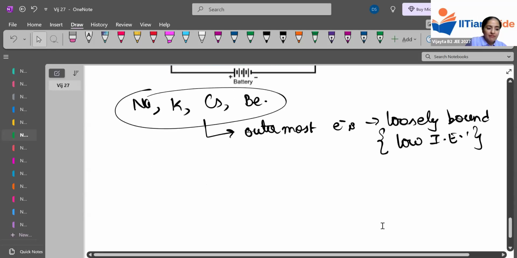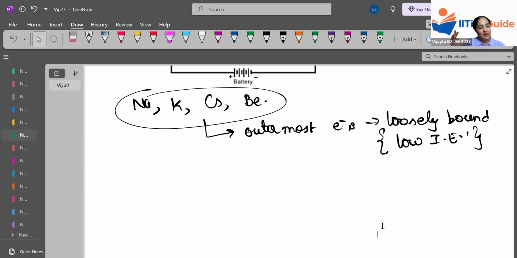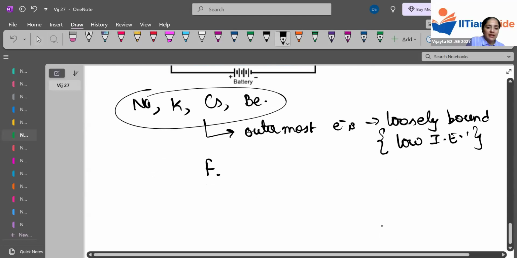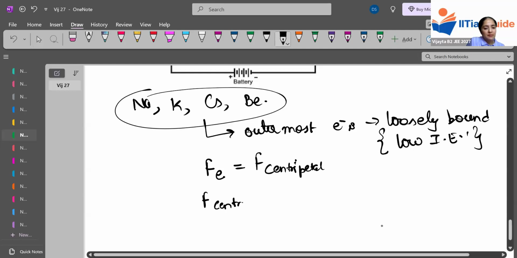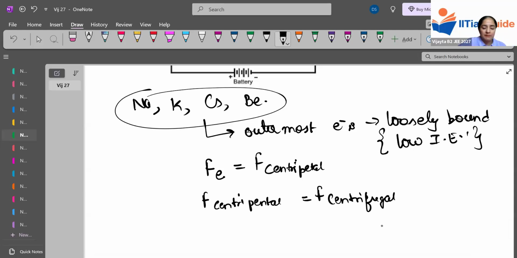So every single metal surface has a different energy which is required to take out the electron, correct or not? Yes, ma'am. I already told you that the electrostatic force that the electron is facing has to be equal to the centripetal force, and only then the electron will revolve. If I have to put another force with which I can take out the electron, that is centrifugal, a fictitious force which should be equal, in order for me to take it out, right?